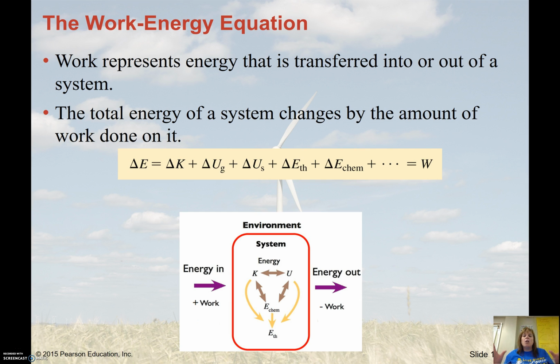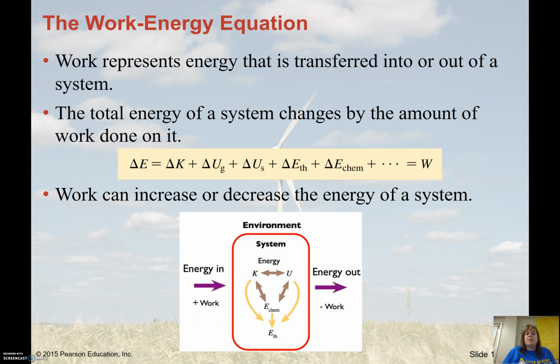So work is energy that transfers into or out of a system. If we look at a total energy equation, the change in energy is equal to the work that's done. And so we could be changing the kinetic energy, the gravitational potential energy, or the spring potential energy, any of these energies, if we do work. So work could increase the energy of the system. If I, like the guy applying work through the shot put, apply a force and give it kinetic energy, that increases the energy in the system. But sometimes, friction's a great way, through work, to take energy out of a system.